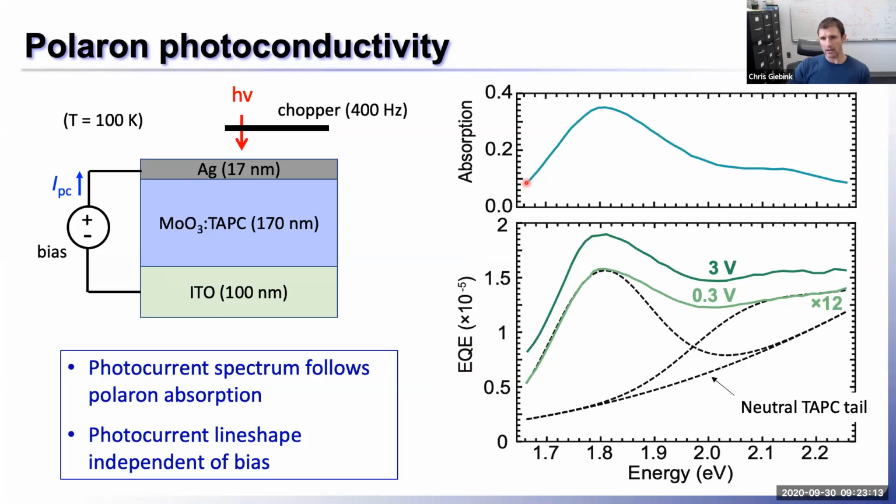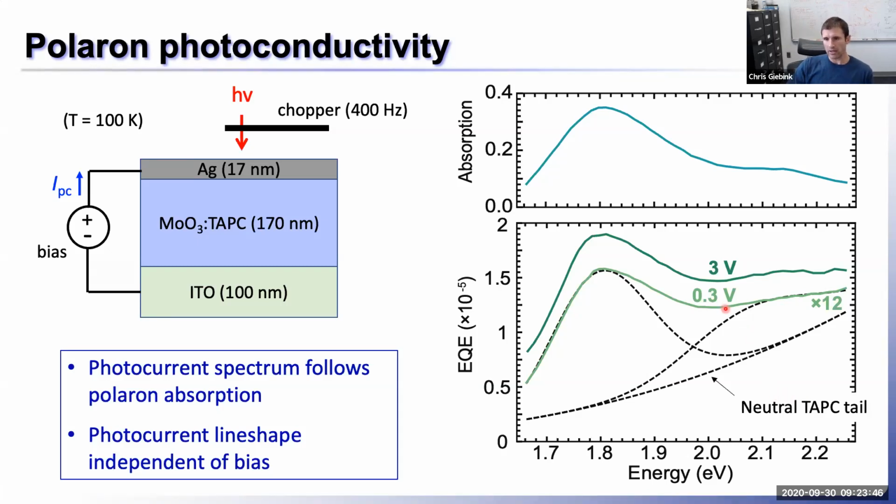And when we do that, for this bare film, we see our photocurrent action spectrum that more or less mimics and follows the absorption spectrum of the bare polaron. So here's the main transition, and here's the shoulder. We see both of those features in the photocurrent superimposed on this tail, this exponential decay that we attribute to the neutral TAPC tail, just exciting neutral molecules and undergoing traditional exciton dissociation.